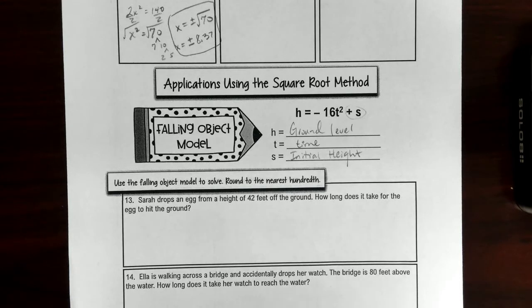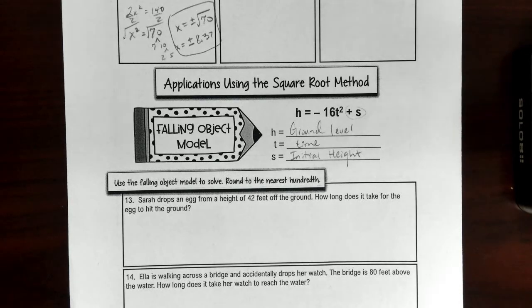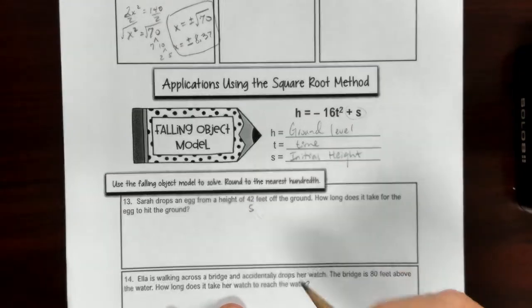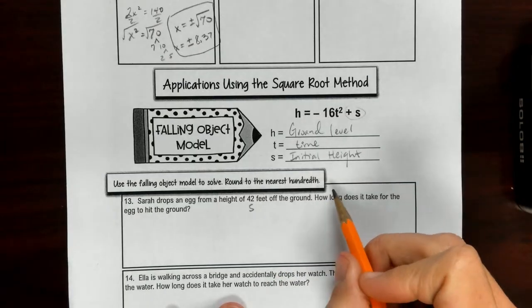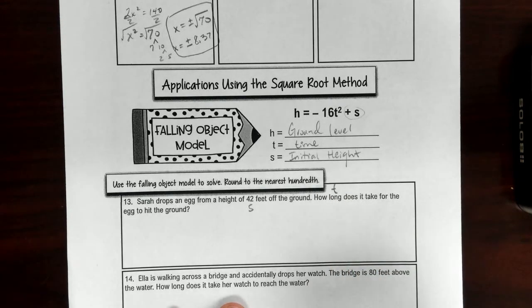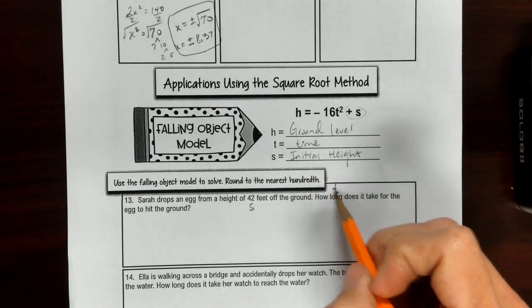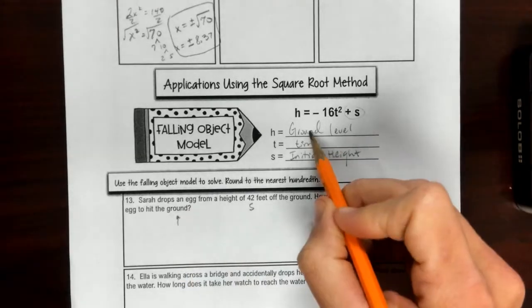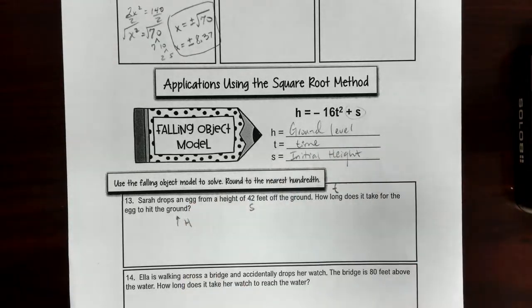All right, so looking at number 13, it says Sarah drops an egg from a height of 42 feet off the ground, right? So that is s, initial height of 42 feet. How long does it take for the egg to hit the ground? So I want to know t. Well, hitting the ground is ground level, right? So h, well, I know ground level is 0. I want the height to be 0.